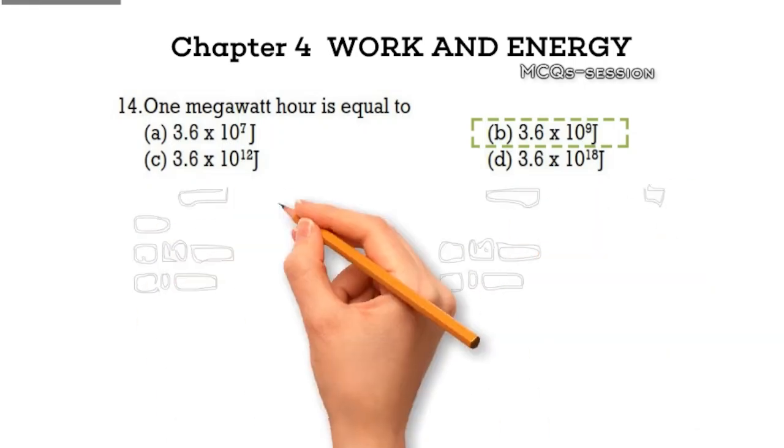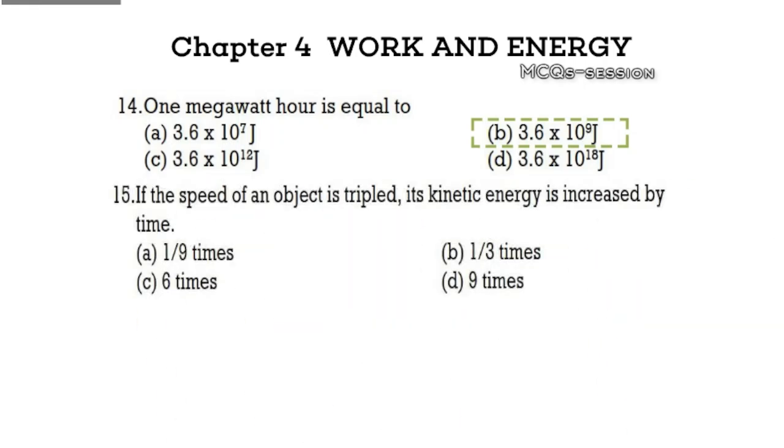Question 15. If the speed of an object is tripled, how much is its kinetic energy increased by? Options: A, 1/9 times, B, 1/3 times, C, 6 times, D, 9 times. Pause the video and take your best guess. The correct answer is D, 9 times. Explanation: kinetic energy depends on the square of speed. Tripling the speed results in kinetic energy being multiplied by 9.